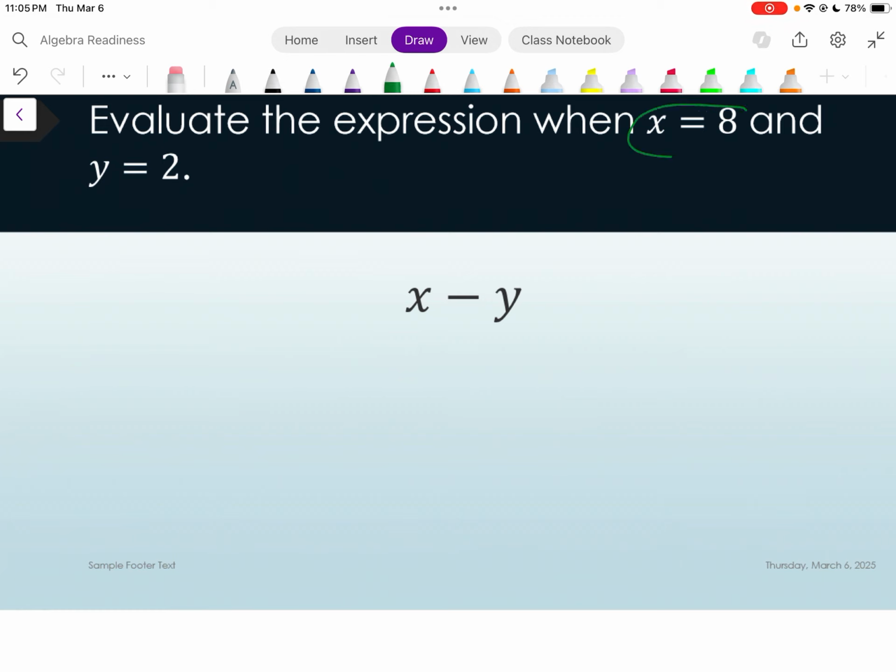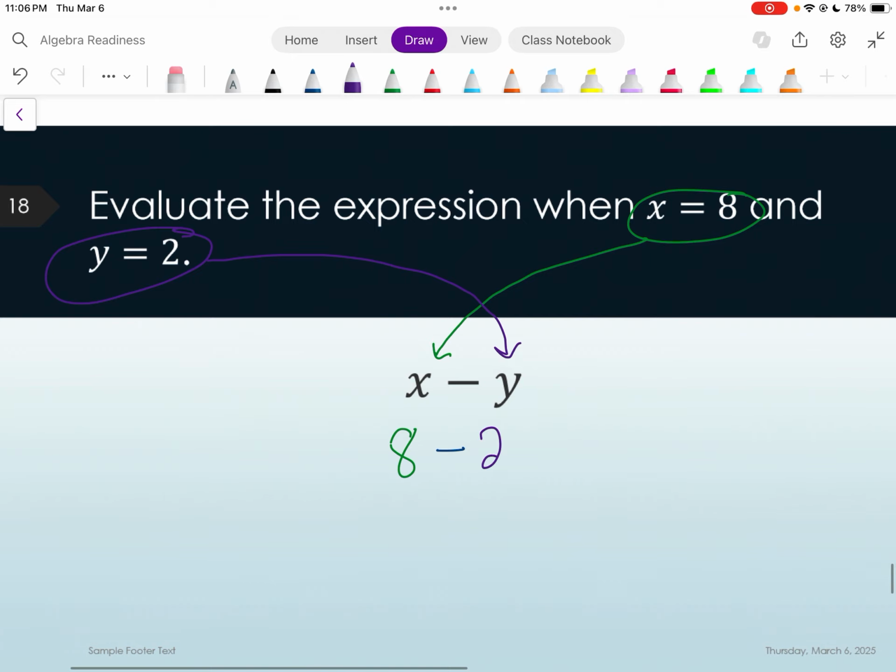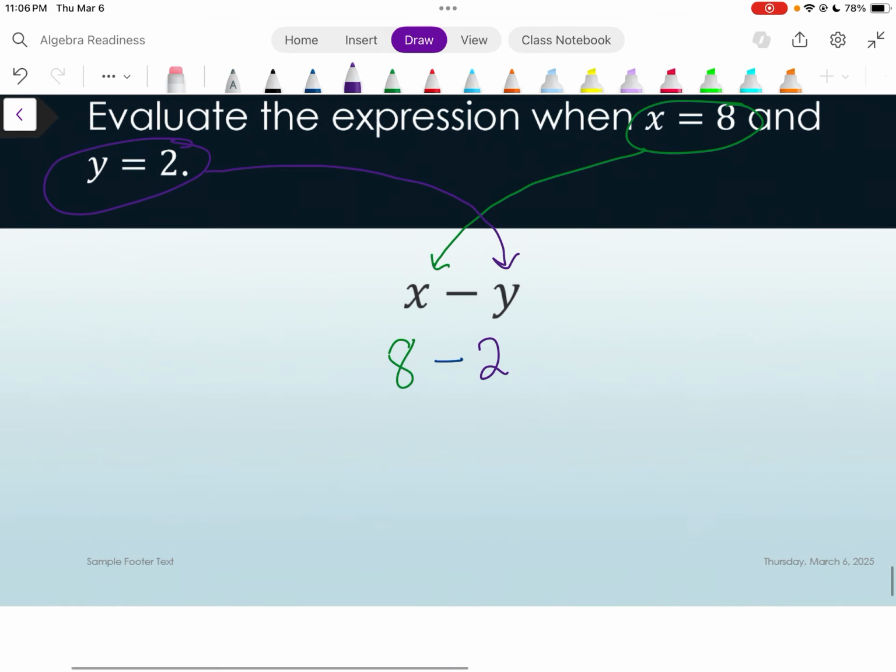Okay. So for this problem, we have both of the variables. We have x equals 8 and we have y equals 2. Both of them will have to be replaced in here. It is important that you get the order correct because when we subtract, if you flip the order, your answer will be wrong. This one ends up being 8 minus 2. Now we have all of our numbers. We're able to evaluate the problem. 8 minus 2 equals 6.